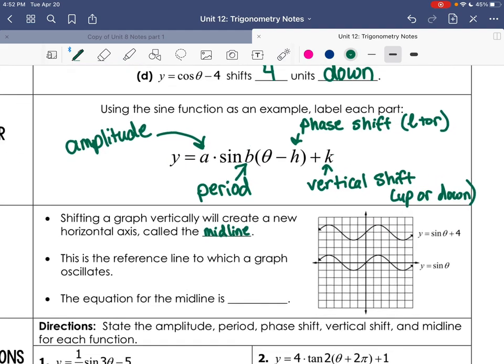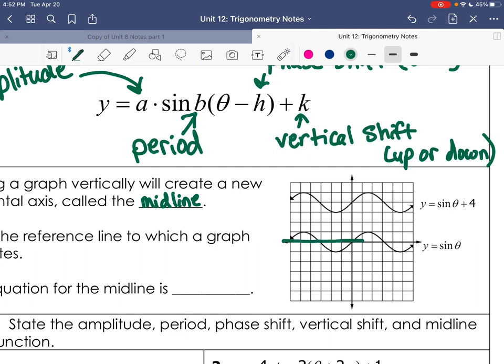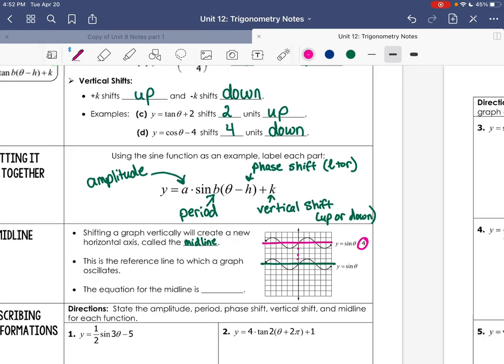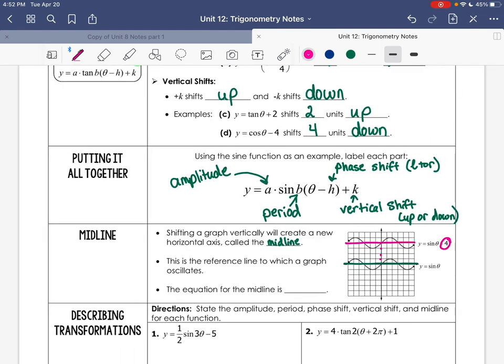So if you look right here on this, here's the original 0. Where sine is just sine. And then if you move up 1, 2, 3, 4, so you moved it up plus 4, that's the new midline. And so that's your new 0 to oscillate or do your wave above and below. So it's the same exact sine wave, you just move the whole thing up 4 spots. So the equation for the midline for this one is y equals 4. So the midline equation is going to be just whatever is added or subtracted from the whole entire equation.